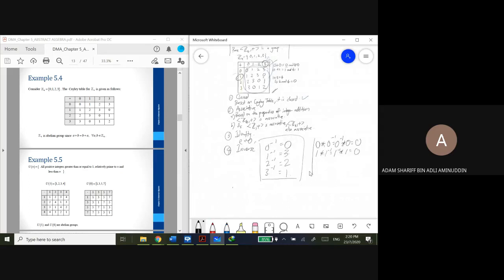Now I can say conclusively that this Z4 under addition plus modulo 4 is proven to be a group.